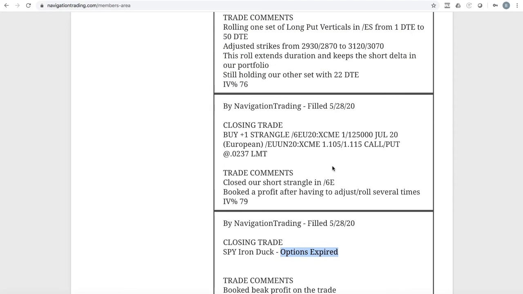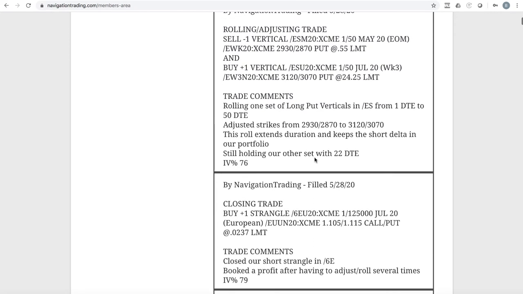Closing trade in 6E, the euro. This is one that we had on, and we had to roll and adjust several times, but sticking with those mechanics got us back to profitability. So we went ahead and closed that out and booked $200 some. I can't remember the exact amount, but over a couple hundred bucks on that trade. So we're out of 6E.